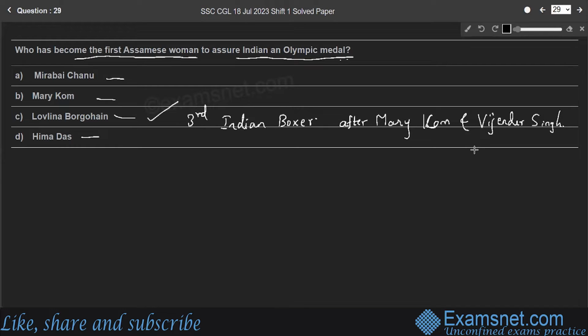Right? Lovlina Borgohain booked herself a spot in the Tokyo Olympics 2020 in the 69 kg category in March, after a 5-0 win over Uzbekistan's Maftunakhon Melieva in the 2020 Asia and Oceania Boxing Olympic Qualification Tournament.